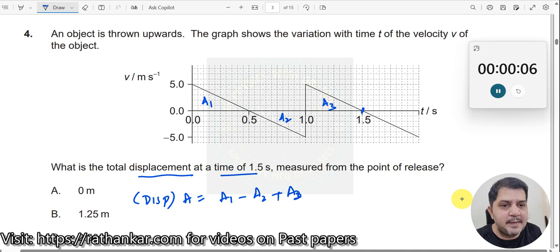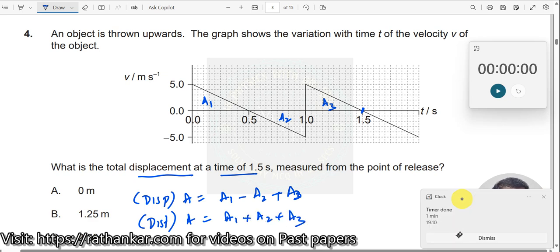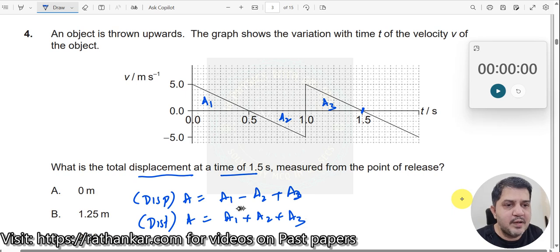This is your displacement. If I had asked you the distance, then what should I do? I should now consider this as A1 plus A2 plus A3. Okay, now what has happened? Now you see this area and this area are equal. So these two get cancelled and you are supposed to find out only this value of area, which gives you the displacement.